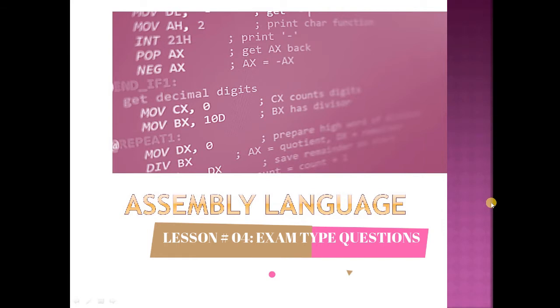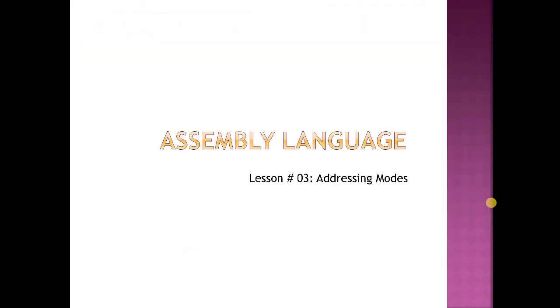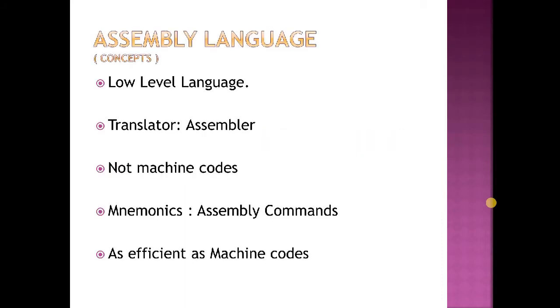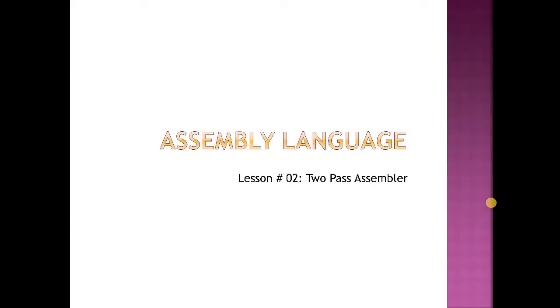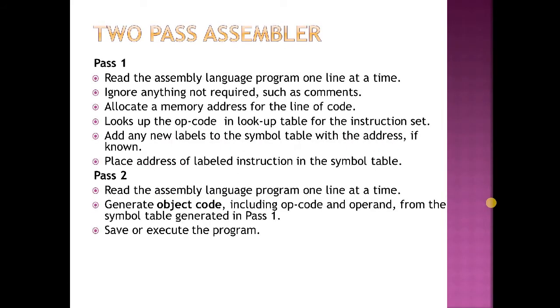Before this, in the previous 3 lessons we started from the very scratch. In the first lesson, if you have watched the previous lessons, we had an introduction of computer languages. Then in lesson number 2, we tried to understand the assembler of assembly language. We saw the function of a two-pass assembler, and how a two-pass assembler translates assembly language codes into machine codes.